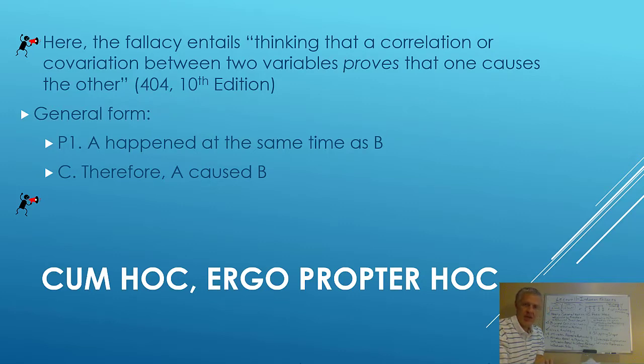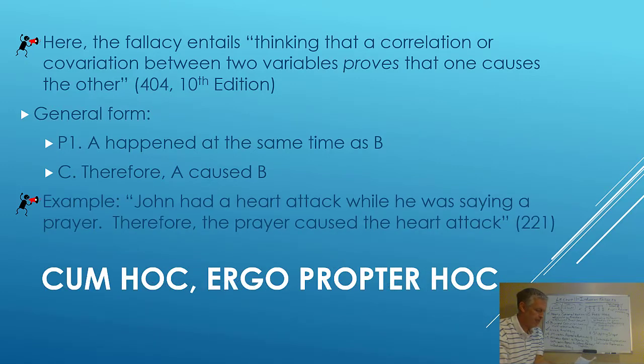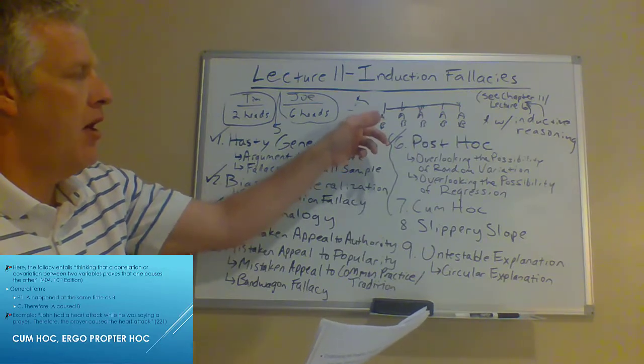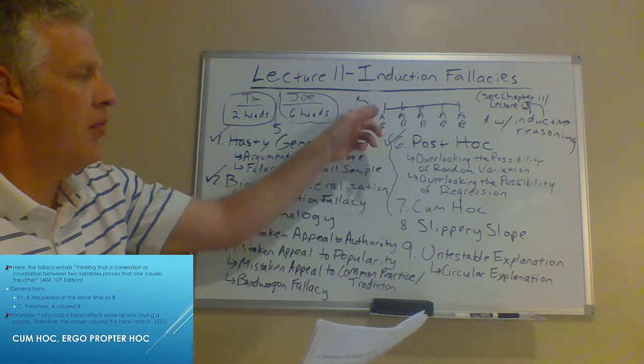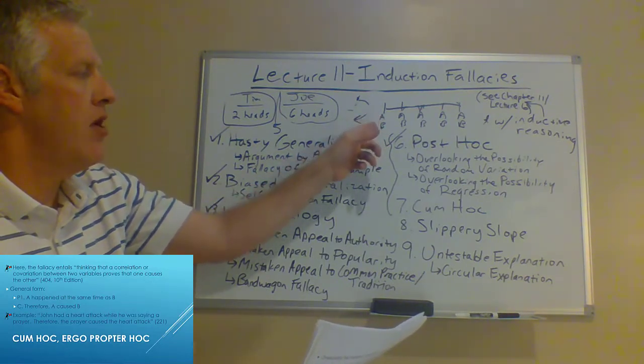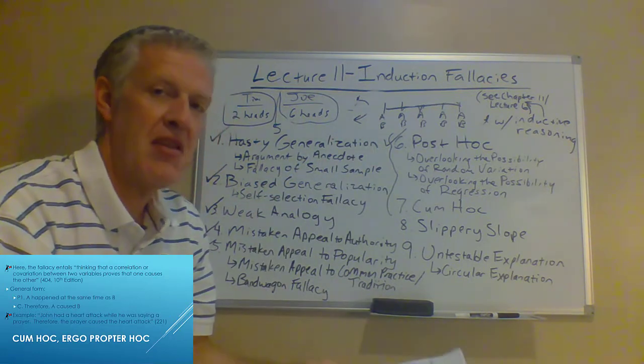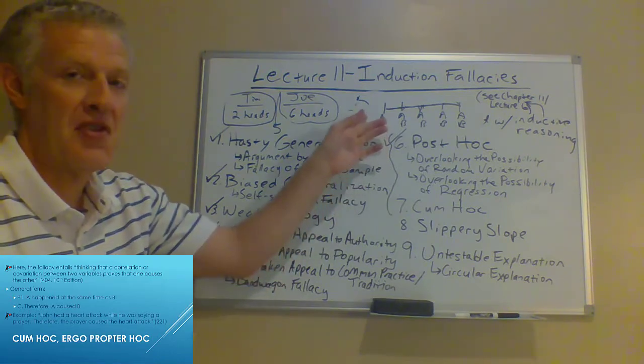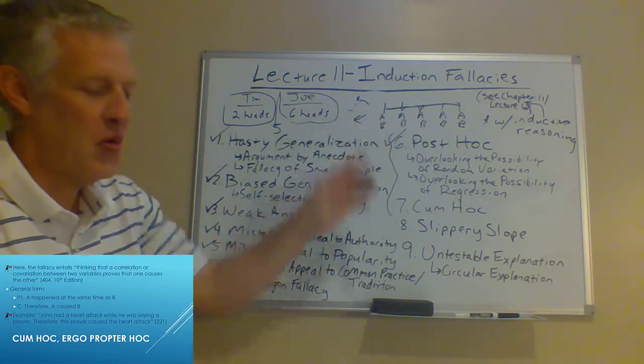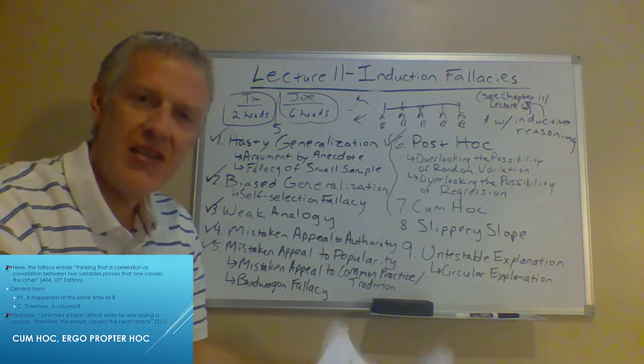Give you an example. Actually, this is their example from page 221. Quote, John had a heart attack while he was saying a prayer, therefore the prayer caused the heart attack. So A and B happened at the same time. Right? Said a prayer, had a heart attack, both happened at the same time. So they want to say, wait, maybe the prayer caused the heart attack. Maybe he started having a heart attack, right, and instantly started praying. Maybe it was the other way, right? Or maybe there's a third thing at play.